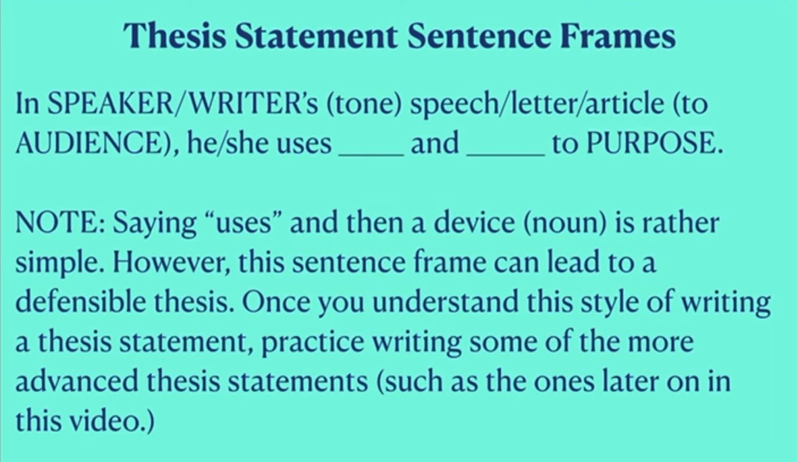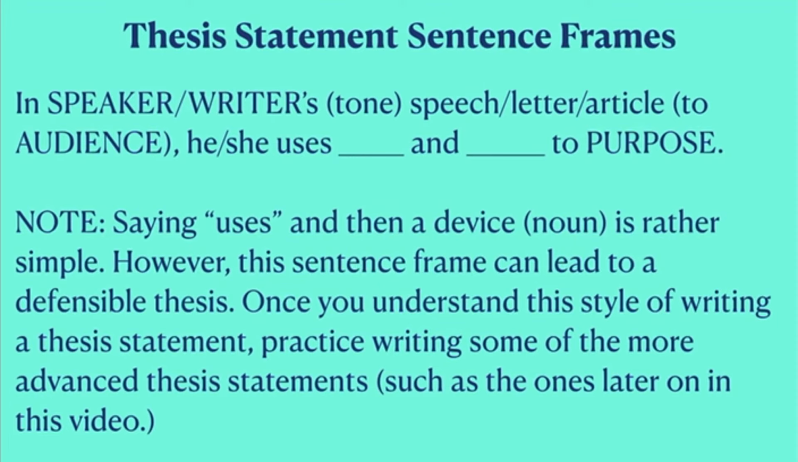So basically where it says speaker or writer, you're going to put the speaker or writer's name there. And then I put tone in parentheses because it can be a good idea to reference the tone of the speech, letter, or article. And then if you know who the direct audience is, you can include that where it says to audience. So the stuff in parentheses is kind of optional.